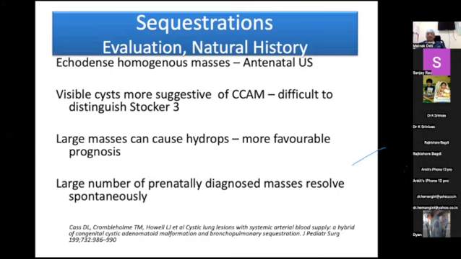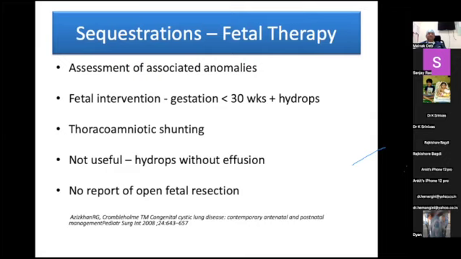Some of these large masses can cause significant esophageal obstruction, mediastinal shift, and cardiopulmonary compromise, and can cause hydrops. These lesions seem to have a more favorable prognosis as compared to those with CCAM. A large number of pre-clinically diagnosed masses in bronchopulmonary sequestration can also resolve spontaneously.